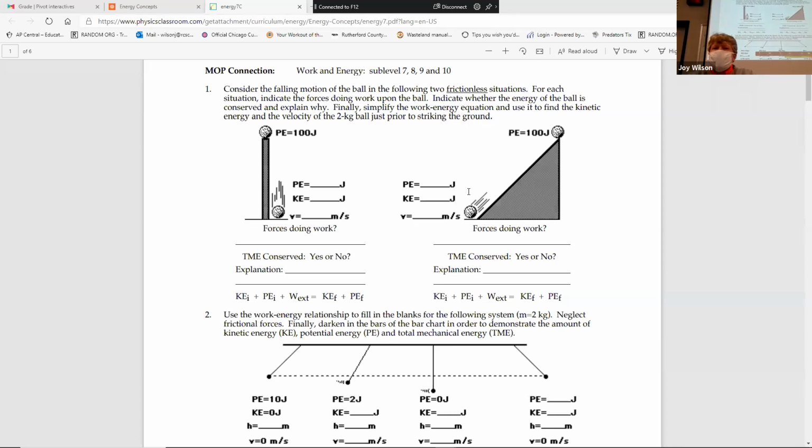Consider the falling motion of the ball in the following two frictionless situations. For each situation, indicate the forces doing work on the ball and whether the energy is conserved or not. Do we have forces doing work when the ball falls off this pillar to the ground? Is there work being done? Yes. What force is doing the work? It's kinetic energy that we're getting, yes. We are getting kinetic energy from potential, but the force name would be gravity.